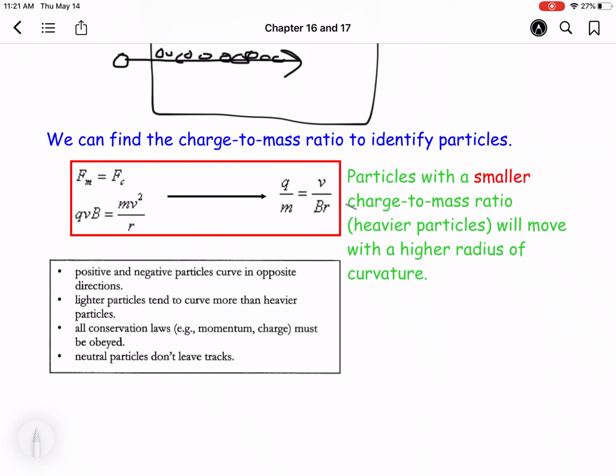So particles with a smaller charge to mass ratio will move at a larger radius of curvature, right? So a heavier particle, like a proton, will move like this. A smaller, lighter particle, like an electron, will move like this, right? And so there's kind of protons and electrons, right? So we kind of have to analyze that.